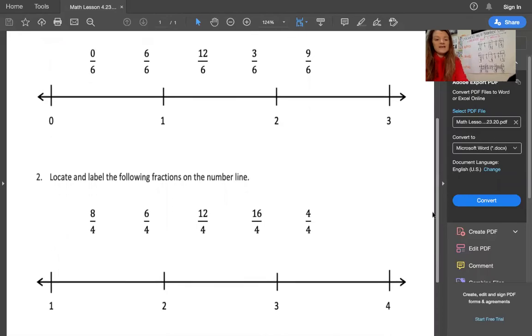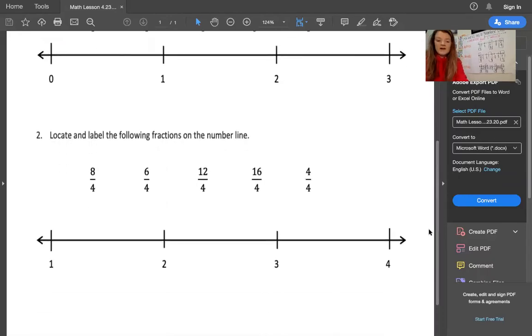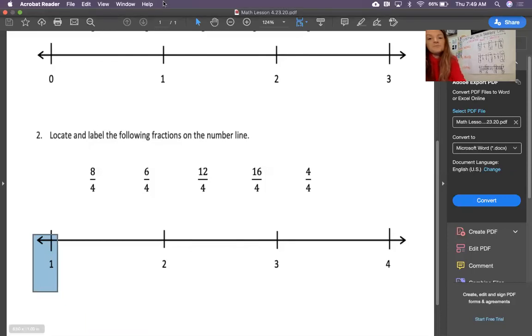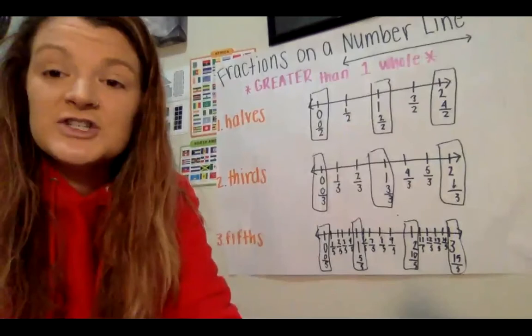Then number 2, same thing, locate and label the following fractions on the number line. This number line goes from 1 to 4, and then you're partitioning it into fourths because of our denominator, so 3 lines, 1, 2, 3, 1, 2, 3, 1, 2, 3. Now notice, this one does not start at 0, so we have to think how many fourths is equal to 1 whole. Hopefully we're thinking we know 4 fourths makes a whole. So your first fraction here at 1 would be 4 fourths, and then you would count on. Those are your only 2 questions for your classwork today.